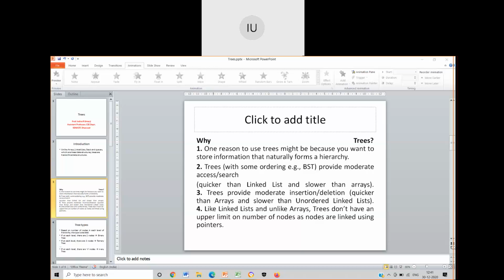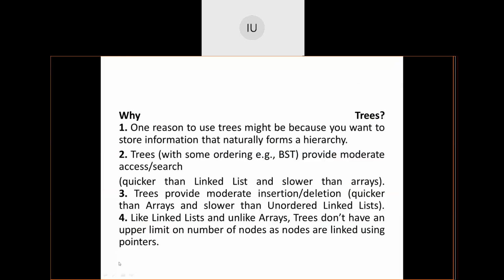The second reason, let me just run the slide. The second reason why we require trees: when I take up a binary search tree, you will get to know about it in my next class, tomorrow's class. There are trees called binary search trees, which ensure the ordering of the nodes. When the elements or nodes are arranged in a proper order, searching becomes much more convenient. But it may not be quicker than arrays.